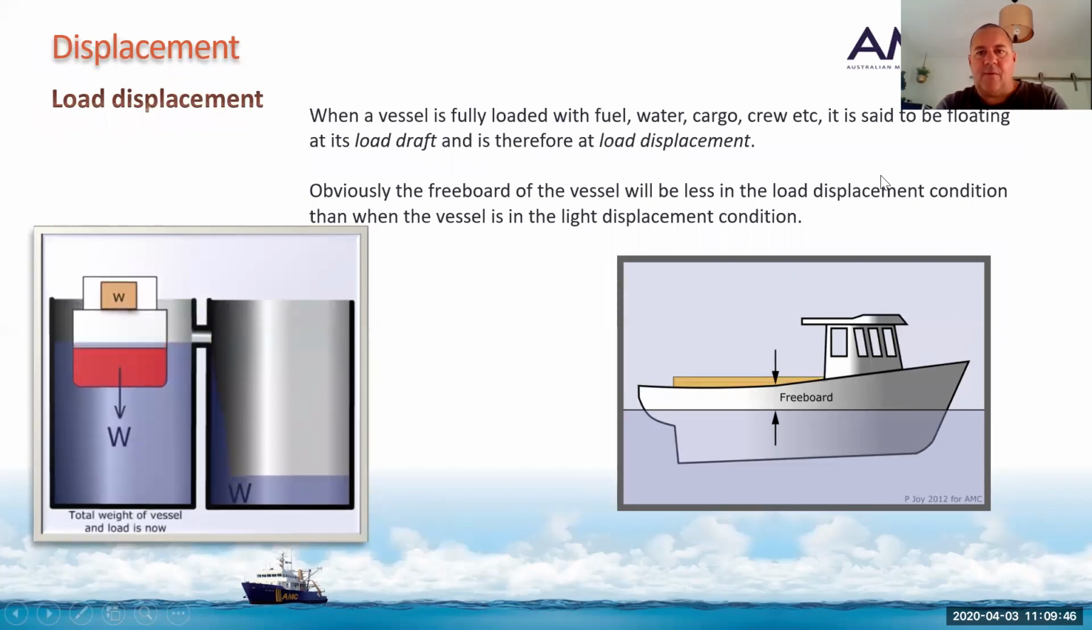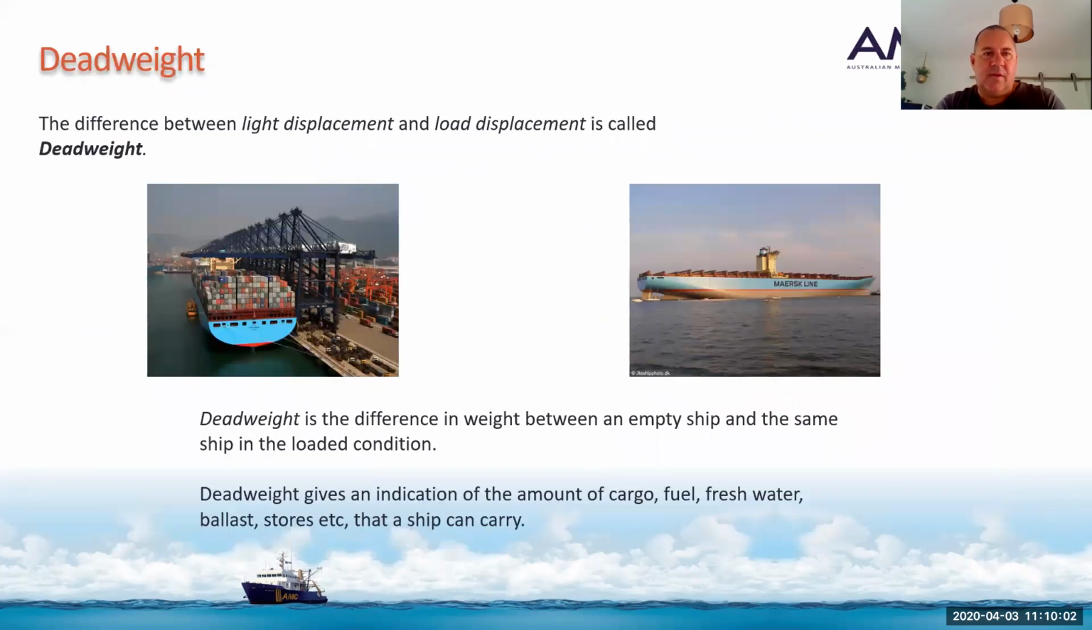When a vessel is fully loaded with fuel, cargo, etc., it's said to be at its load draft and is therefore at its loaded displacement. Obviously, the freeboard of the vessel will be less in the loaded displacement condition than when the vessel is in its light displacement condition. The difference between light displacement and loaded displacement is called deadweight. We talked about that in the second or third slide when we covered the different terminology. Deadweight is the difference in weight between an empty ship and the same ship in a loaded condition. Deadweight is an indication of the amount of cargo, fuel, fresh water, ballast, stores, etc. that a ship can carry.